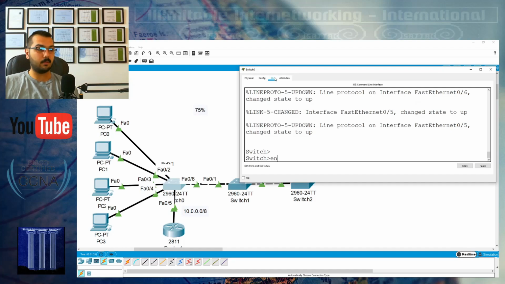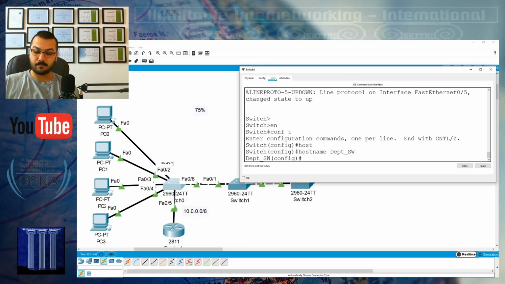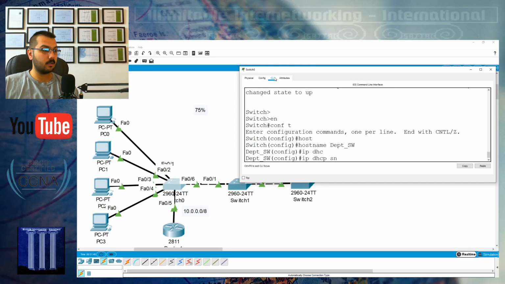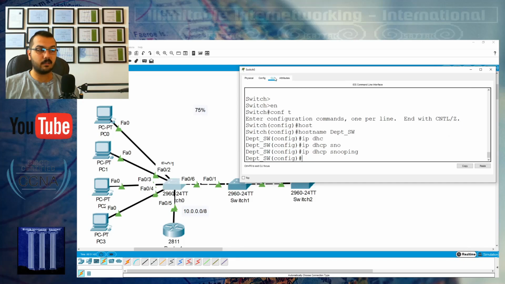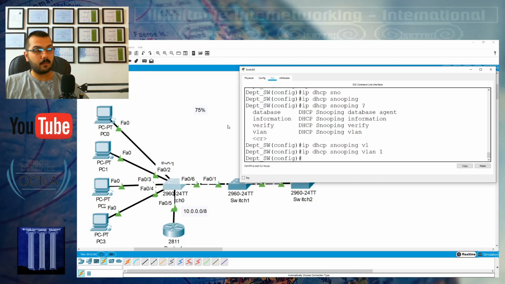Okay, so enable, configure terminal. The host name will be department switch. What I will do is that I will enable IP DHCP snooping all around the globe. That's it. I've killed everyone. All of those right now are untrusted. All the 6 interfaces right now used on this switch, those 4, 5th and 6th, all of them are right now untrusted. So IP DHCP snooping is enabled, and it should be enabled on a specific VLAN. By default, all the interfaces are under VLAN 1. So VLAN 1, that's good.